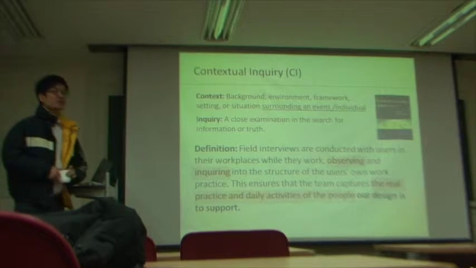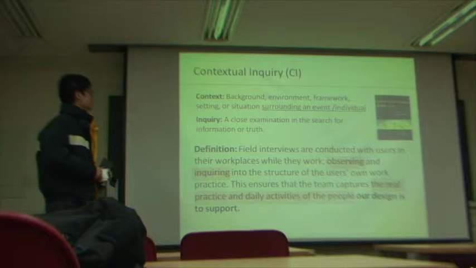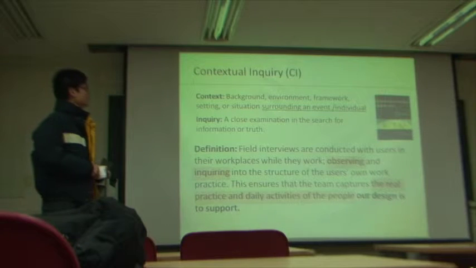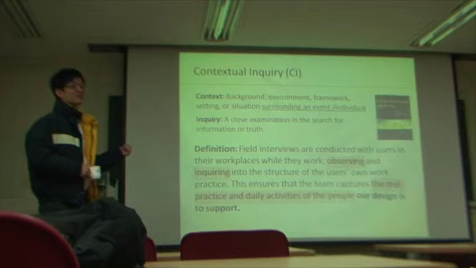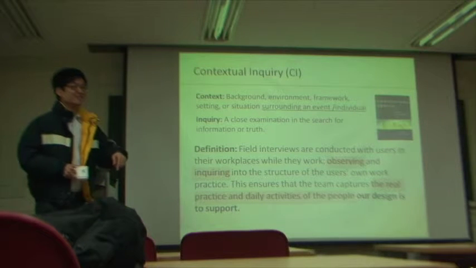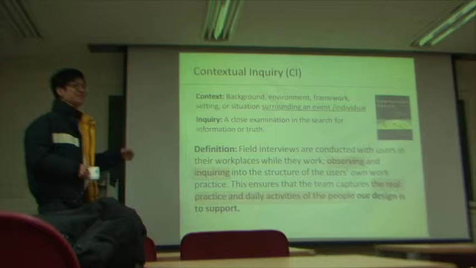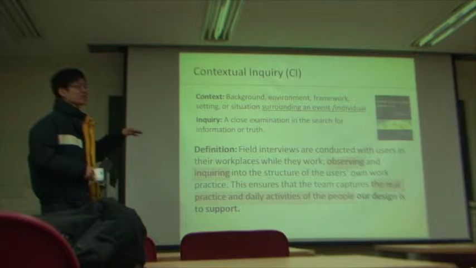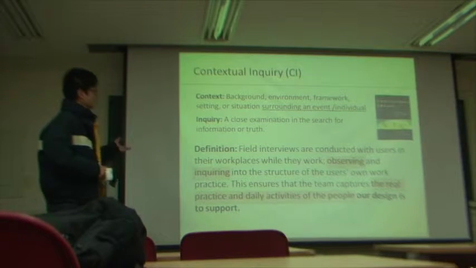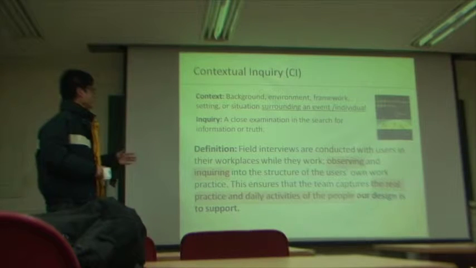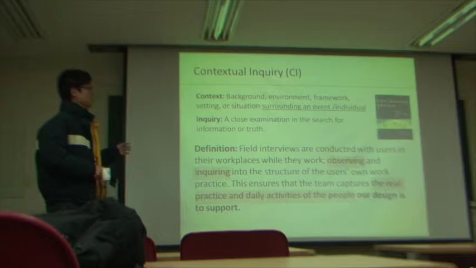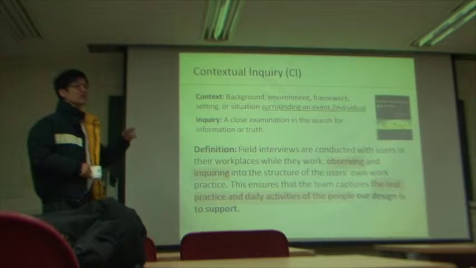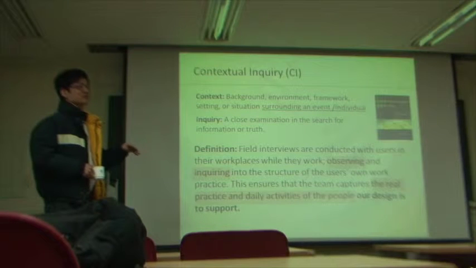So the definition for contextual inquiry means conducting interviews in the field. We don't conduct interviews in an indoor setting or in a lab. The interviews and observations take place in the field, in the user's real environment, and sometimes in the workplace, by observing or asking questions, or inquiring, to understand the structure of users' work practices.